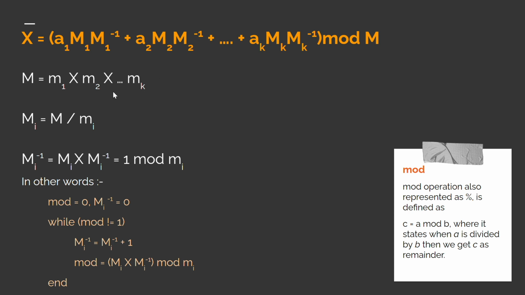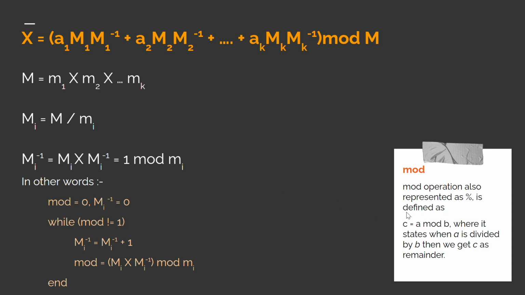Now we have to find all the capital Mi, like the capital M1, capital M2 up till capital Mk. This can be found by dividing the capital M with the small mi, such that this mi into the capital Mi should be equal to the product of all the small mi's. Now let's see what is meant by the capital Mi inverse. It basically states that when we multiply capital Mi with the capital Mi inverse and take a mod of that with the small mi, it should give a mod value of 1. It means it should give a remainder of 1.